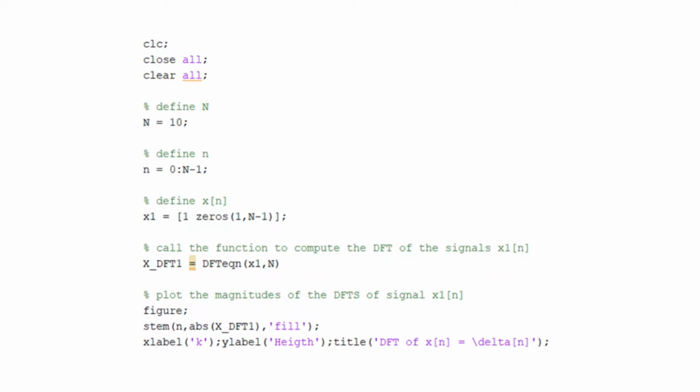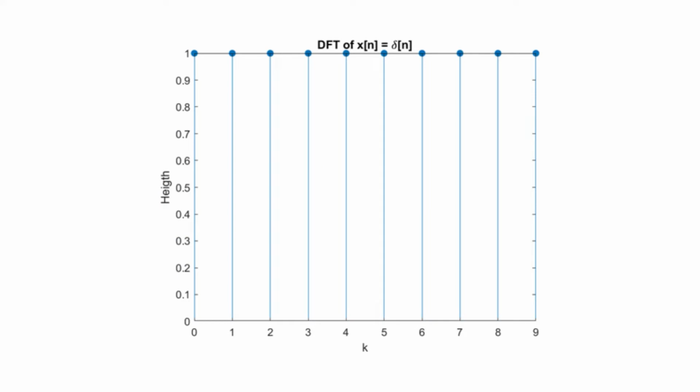By using the figure command, the magnitude of DFT is plotted, while the stem command plots the discrete magnitude. After conducting the simulation, the DFT output is displayed in the command window in matrix vector form. The value of the output is equal to 1.